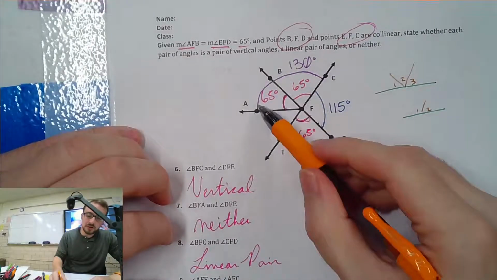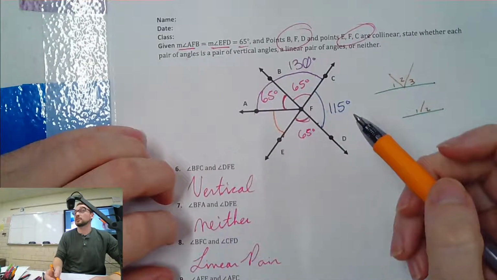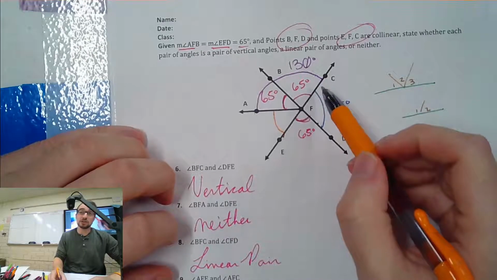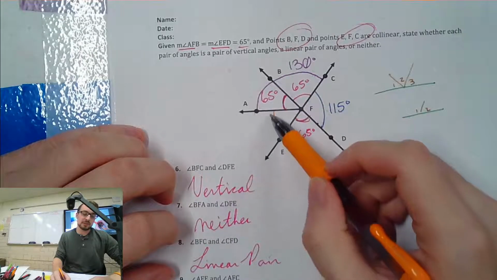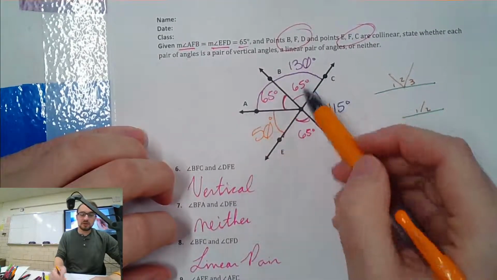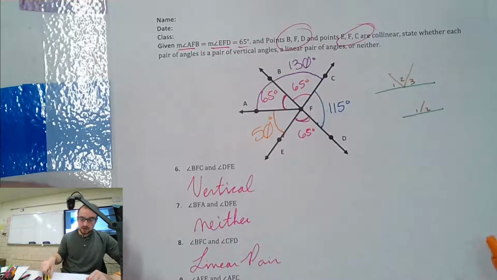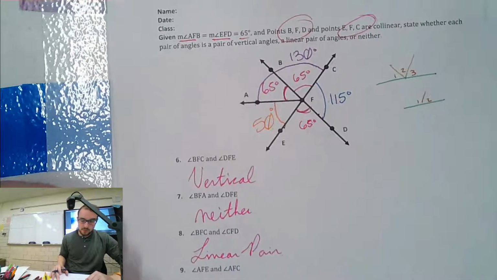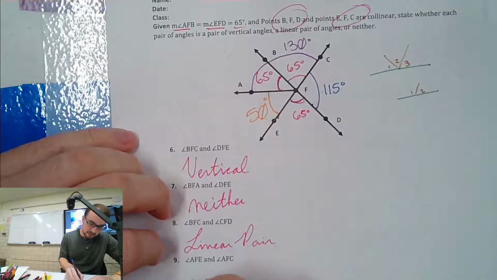All right, so this is 130. We know they're a linear pair. So by linear pair theorem, they are supplementary. By definition, they must add up to 180. So how much is left over? 50. Because that's 130, 50 more. So they're a linear pair, AFE and AFC.